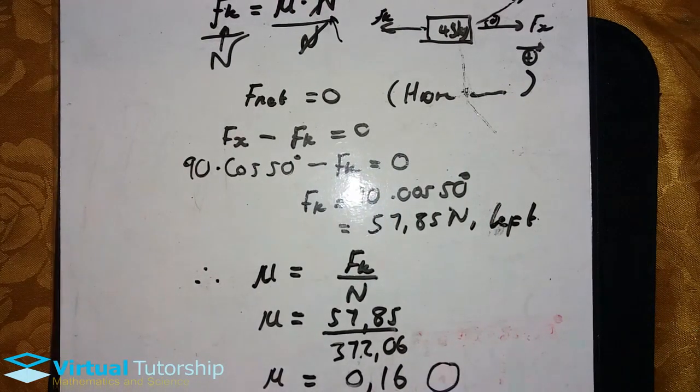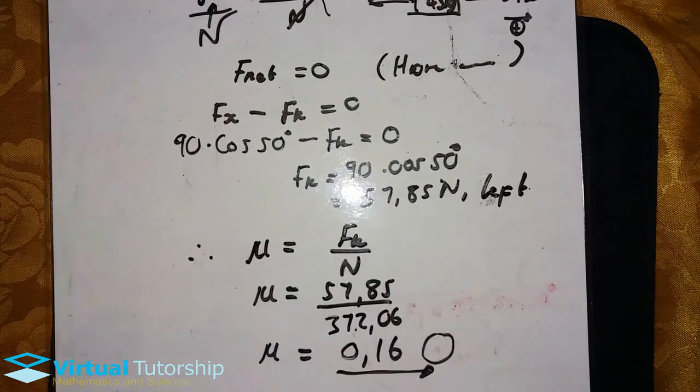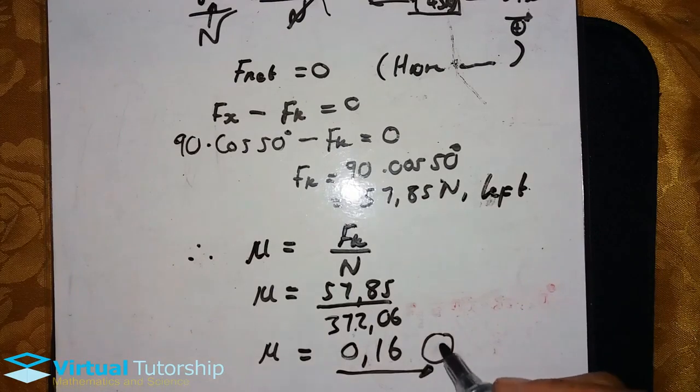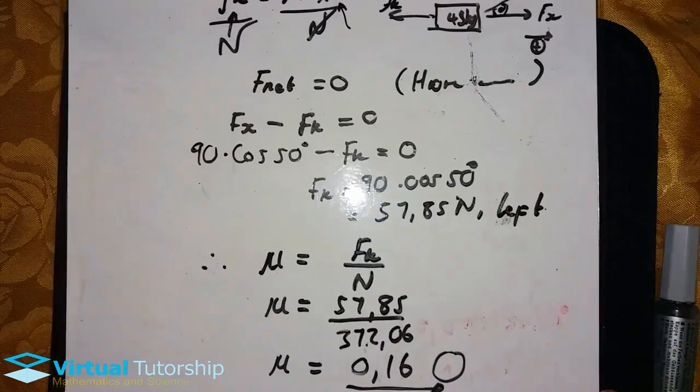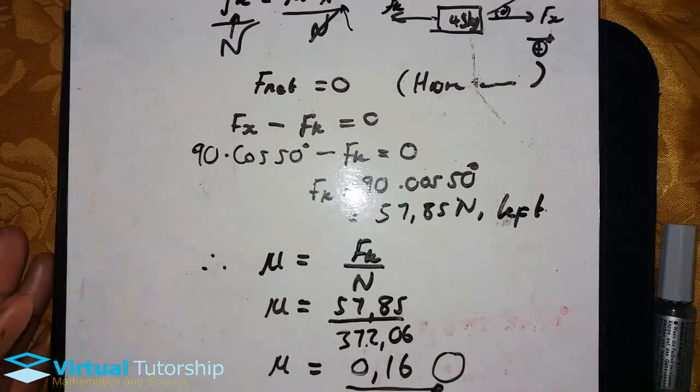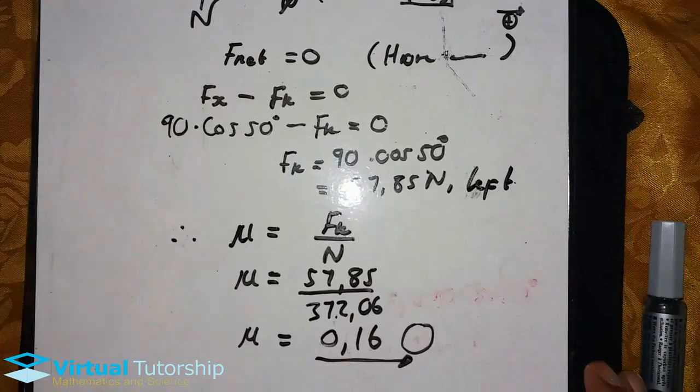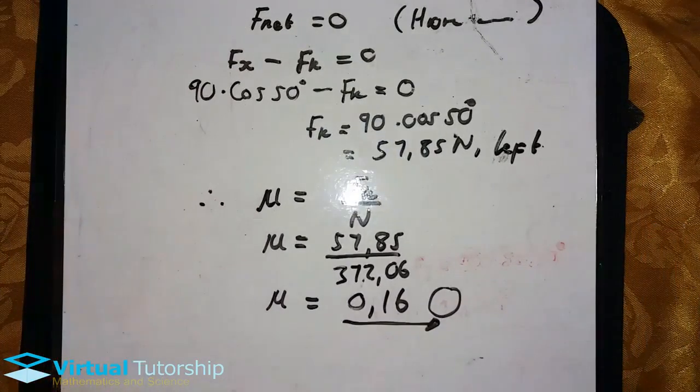It has no units. Why? Because it's a coefficient. Don't make that mistake, okay? Don't write newton or whatever. Mu has no SI unit. It's a ratio, it's a constant, so without any SI unit.